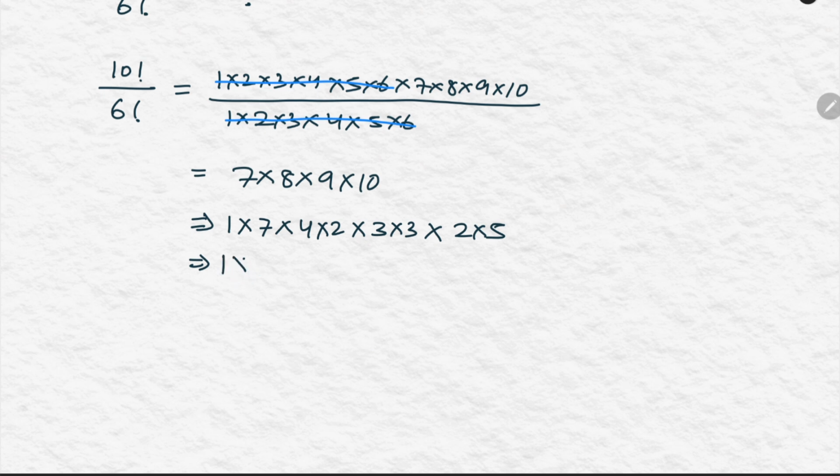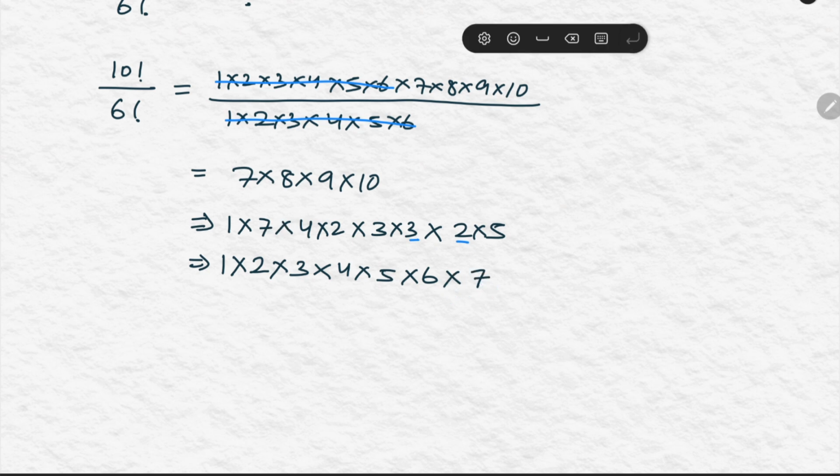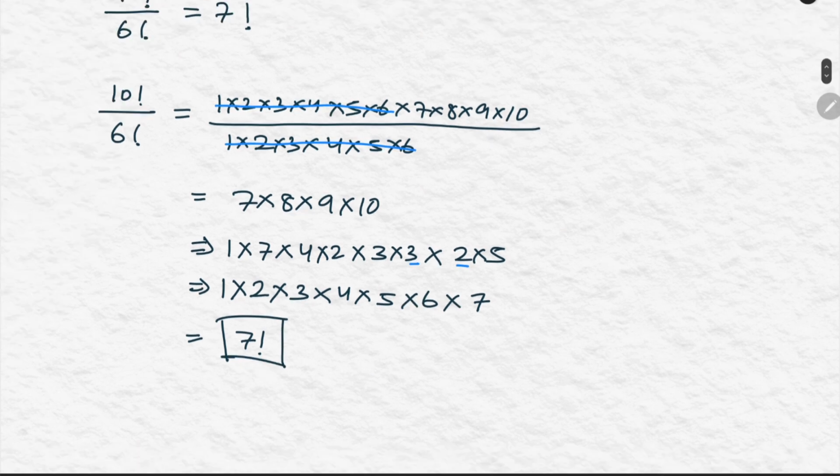Now we have 1 into, now we'll just rearrange this: 1 into 2 into 3 into 4 into 5 into 6. For 6 we have this 3 and this 2 which makes it 6, and then we have 7, and this is nothing but 7 factorial. Therefore our answer was right.